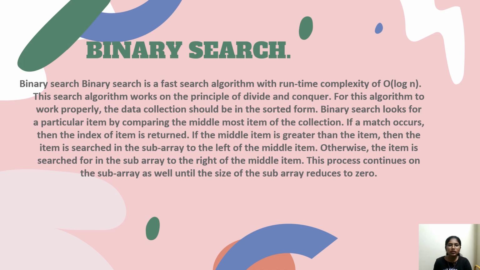Binary search looks for a particular item by comparing the middlemost item of the collection. If a match occurs, then the index of the item is returned. If the middle item is greater than the item, then the item is searched in the subarray to the left of the middle item. Otherwise, the item is searched in the subarray to the right of the middle item. This process continues on the subarray as well until the size of the subarray reduces to zero.